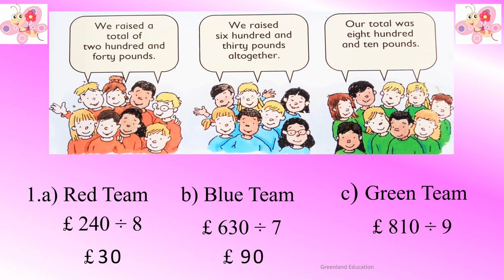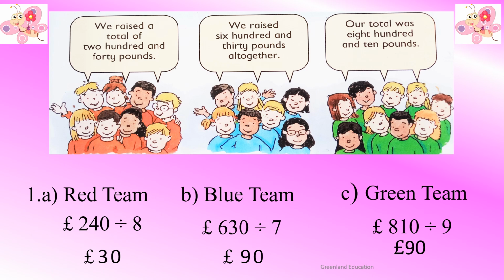Same like this you have to do the C question also. In the C question, it's regarding the green team. In green team, there are 9 children. They have collected 810 pounds. So you want to find how much money one child has collected. 810, you should divide among 9 children. Then you will get how much money one child has collected.